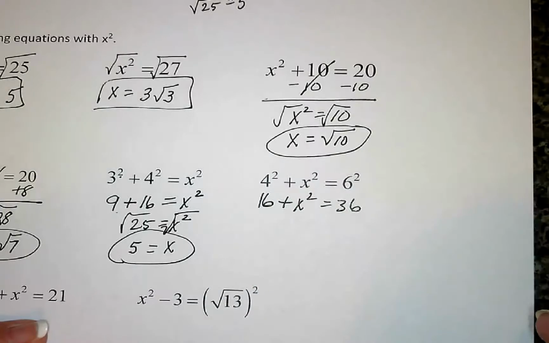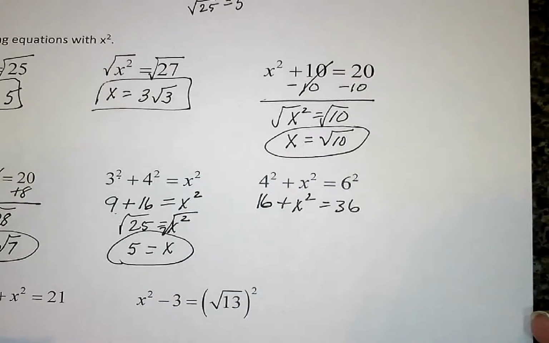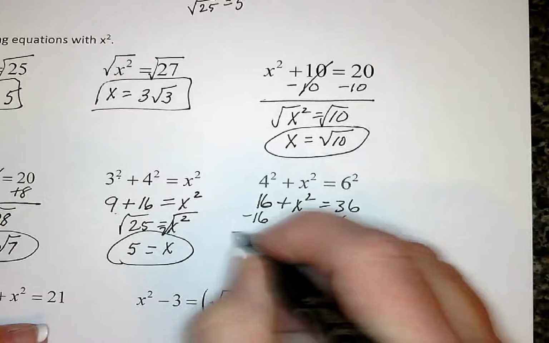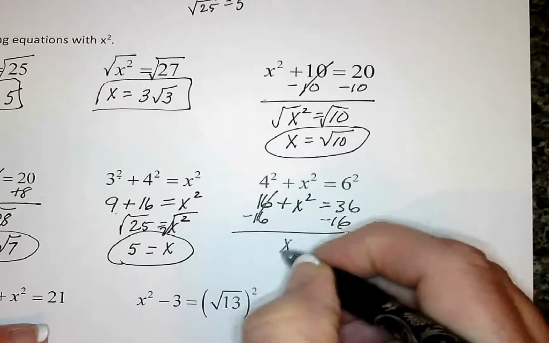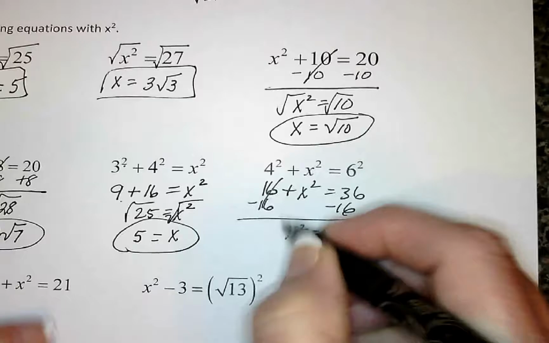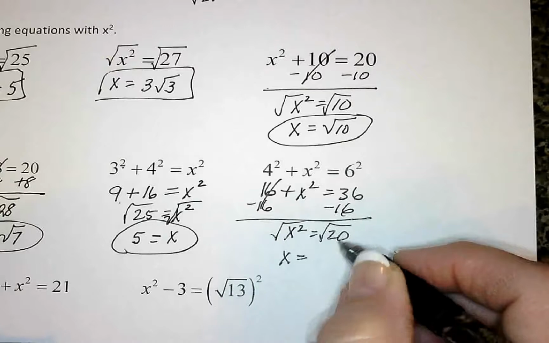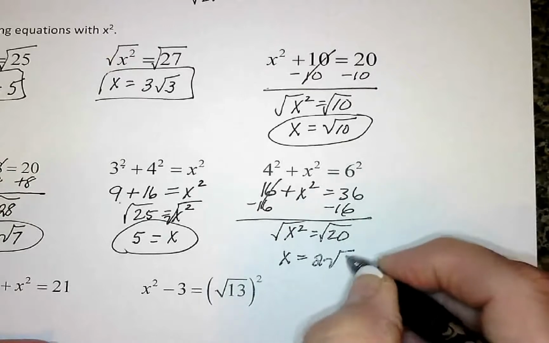Okay, so you can see on this one that I went ahead and did the exponents. Now I'm going to subtract 16, so I get my x squared by itself. Square root both sides. x will equal the square root of 20, simplified is 2 square root 5.